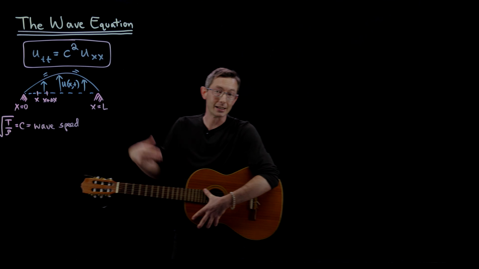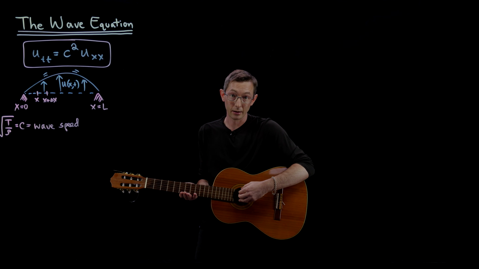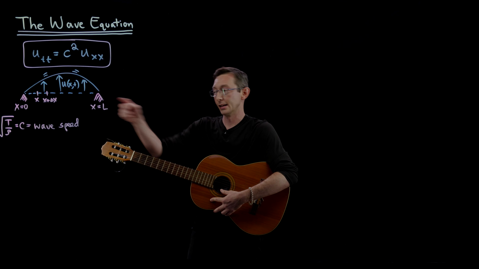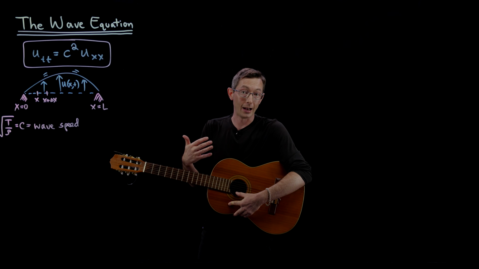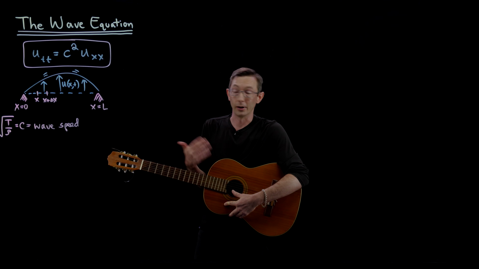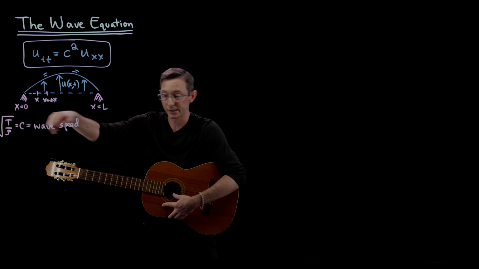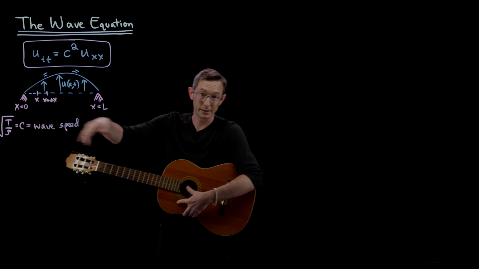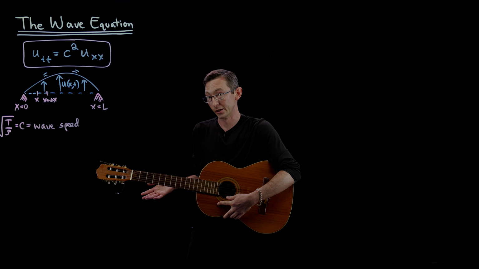And the linear density: a thicker, heavier string like the low E will have a lower wave speed because it has a higher rho than a thinner, lighter high E string, right? So this one, the low one, has a bigger rho, smaller c. The lighter one has a smaller rho, higher c. And that translates to either a lower pitch sound or a higher pitch sound.